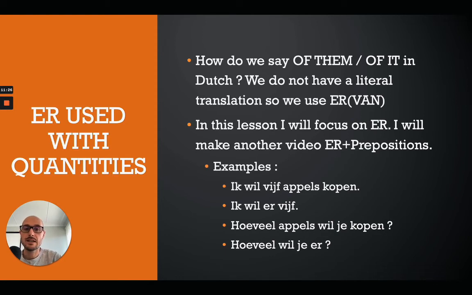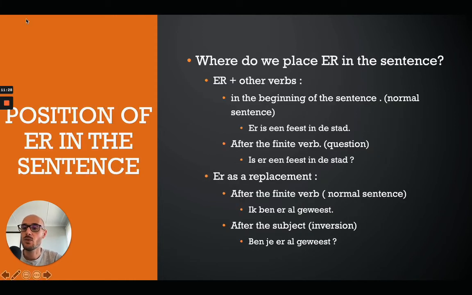Alright, so now let's take a look at the position. So where do we place 'er' in the sentence? Now, 'er' plus other verbs, as in 'there is', 'there are', 'is', 'zijn', 'liggen', 'staan', 'zitten', and so on. We'll place it in the beginning of the sentence, right? 'Er' will be our first word in the sentence. For instance, 'Er is een feest in de stad.' There's a party in town. Or after the finite verb, if it's a question. So, is there a party in town? Like you would do in English, your 'there' would be after 'is'. So, 'Is er een feest in de stad?'